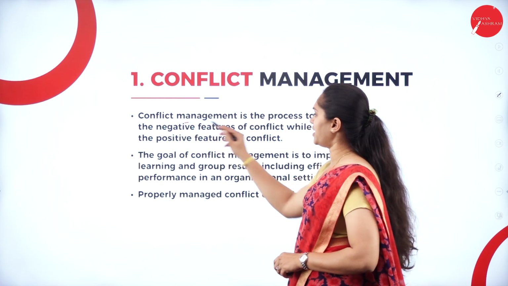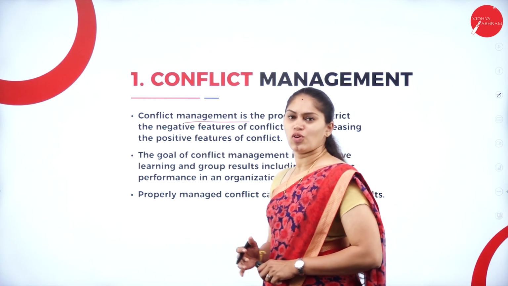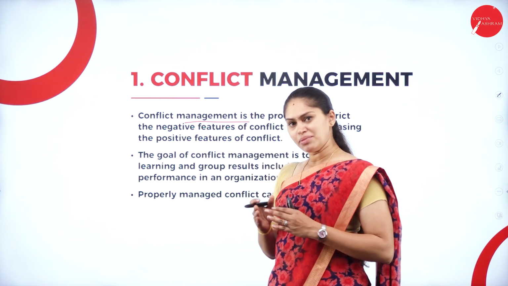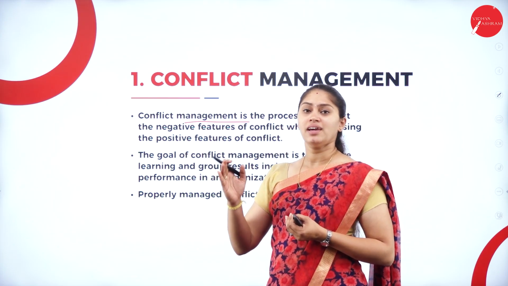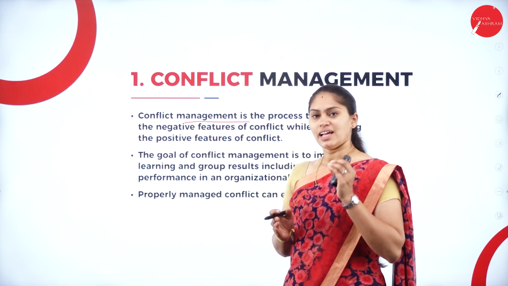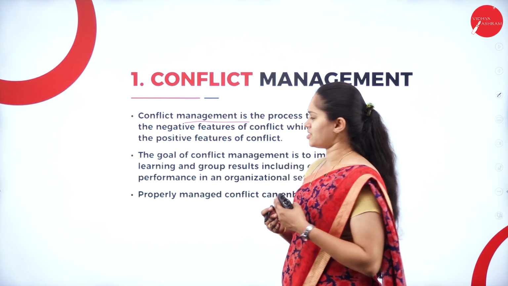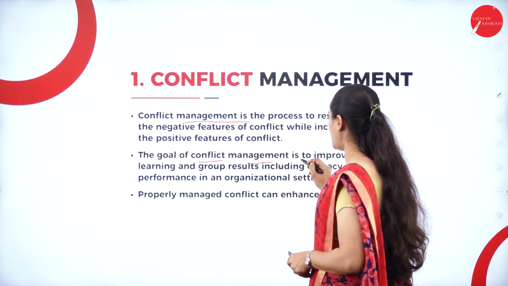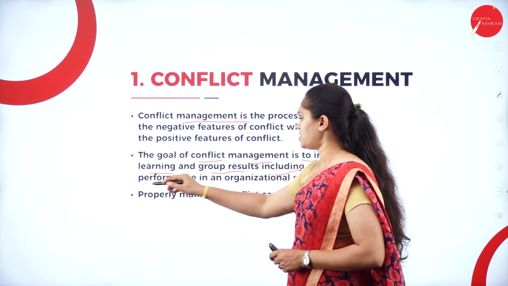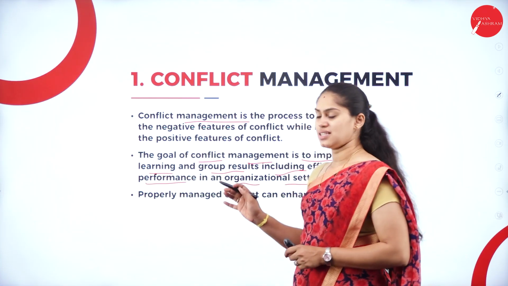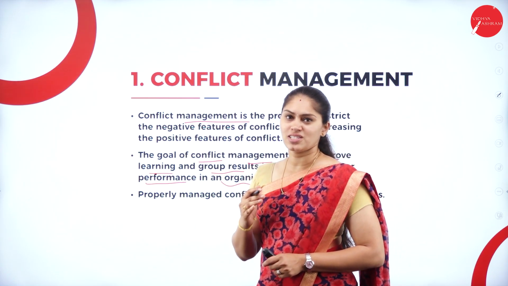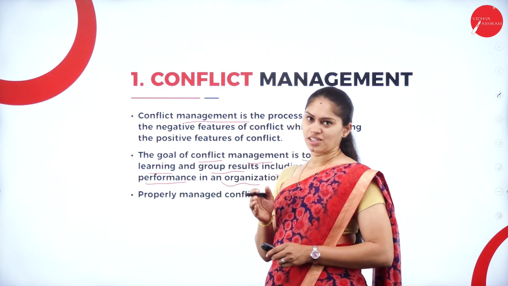We'll see about conflict management here. What is the main goal of conflict management? Whenever we are developing any software, there must be no conflict. That means there must be no confusion or ambiguity. It should be clear enough in order to do the project. So the main goal of conflict management is to improve the learning and group results, including the efficiency or performance of an organizational setting. Based on the standards of an organization, they have to develop a project without having any conflict.